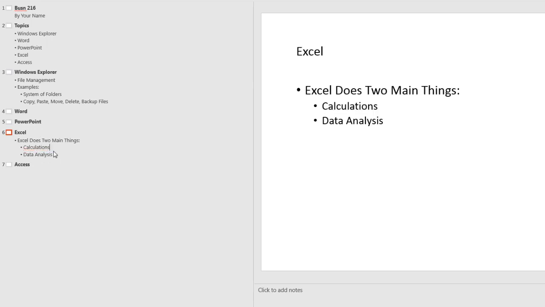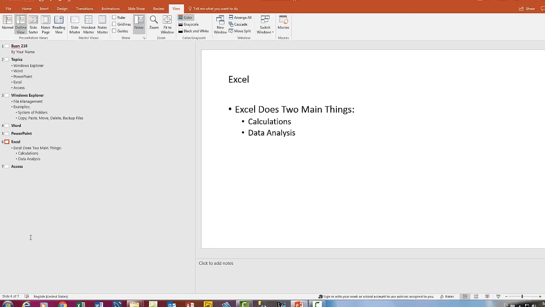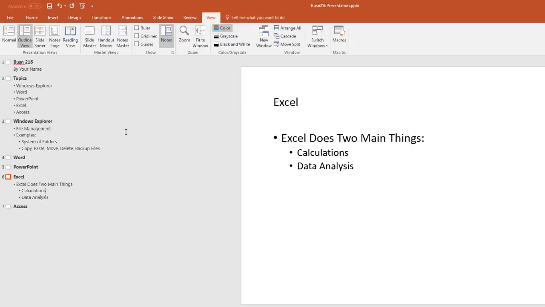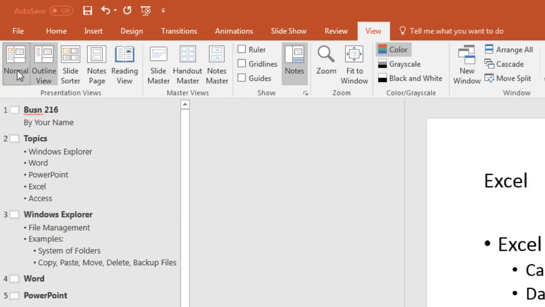Right-click, calculations. Now, I kind of like typing out here in outline view because I can simply use Tab and Shift-Tab. The Tab and Shift-Tab will work over here also. They just don't go up a level to get you to a new slide. Now, let's go back to normal view.